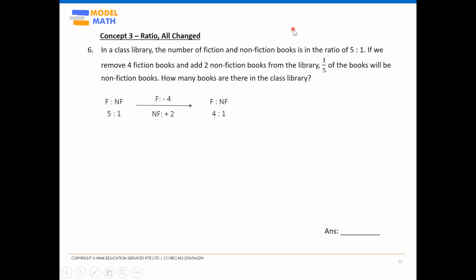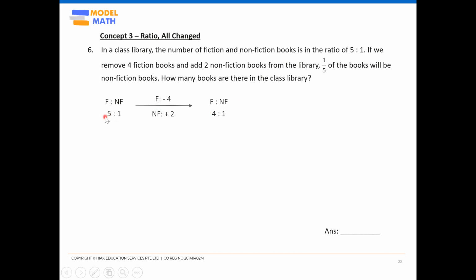Now moving on. Remember, once we have recorded down all our before, change, after, and the ratios, we need to identify the common base. For the common base, remember, we have 4 things to consider: fiction, non-fiction, total, difference. So let's look at it one by one.